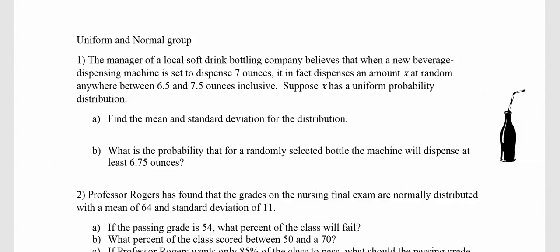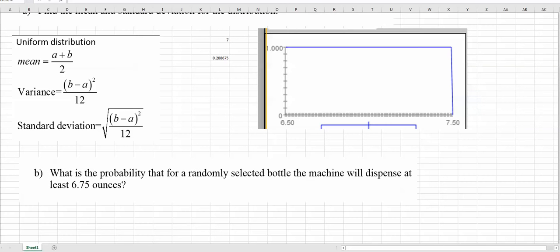All right, that brings me to the second question for number 1: what is the probability that a randomly selected bottle the machine will dispense at least 6.75 ounces. So I want to take a look at the picture of this distribution. Uniform distributions look like a rectangle, so it should look like this. It looks like a rectangle with the lower end at 6.5, the upper end at 7.5. The height is 1 divided by the range, and 7.5 minus 6.5 is 1. So that's why the height here is 1.